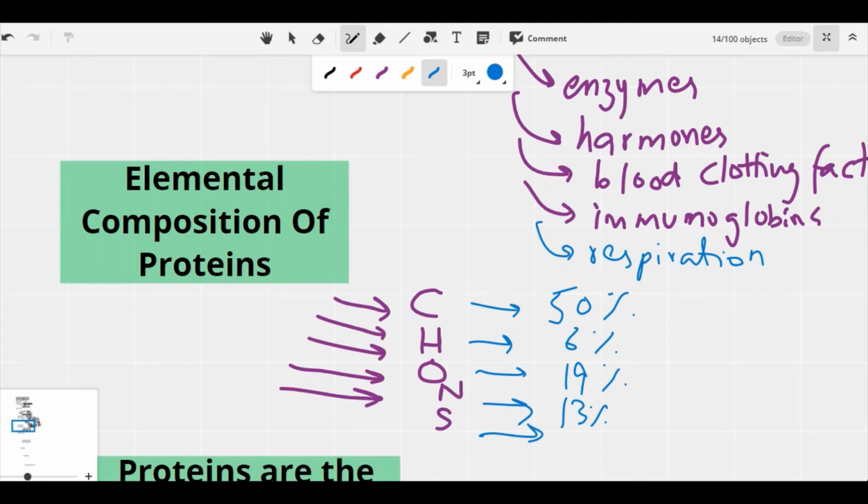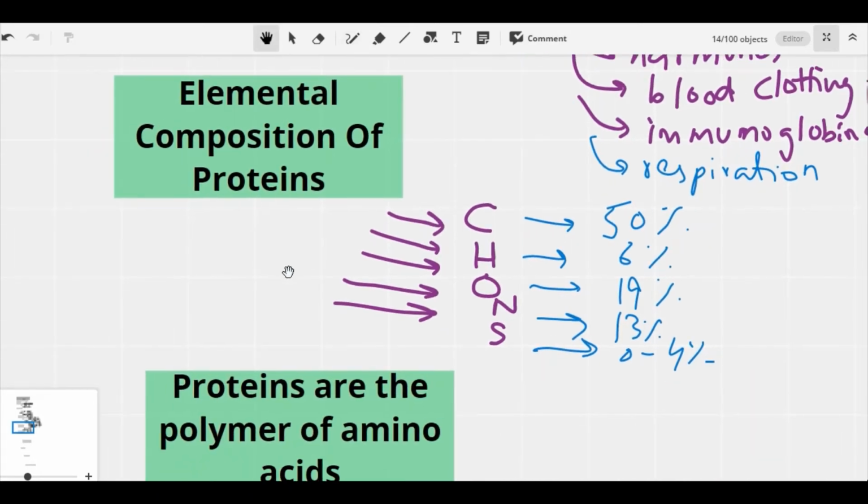When we discuss the types of amino acids, we will see the different amino acids. Some of the amino acids contain a sulfur group and some of the amino acids do not have any sulfur group. Okay, so you have to write 0 to 4%. This is the sulfur that is present in the composition of proteins.